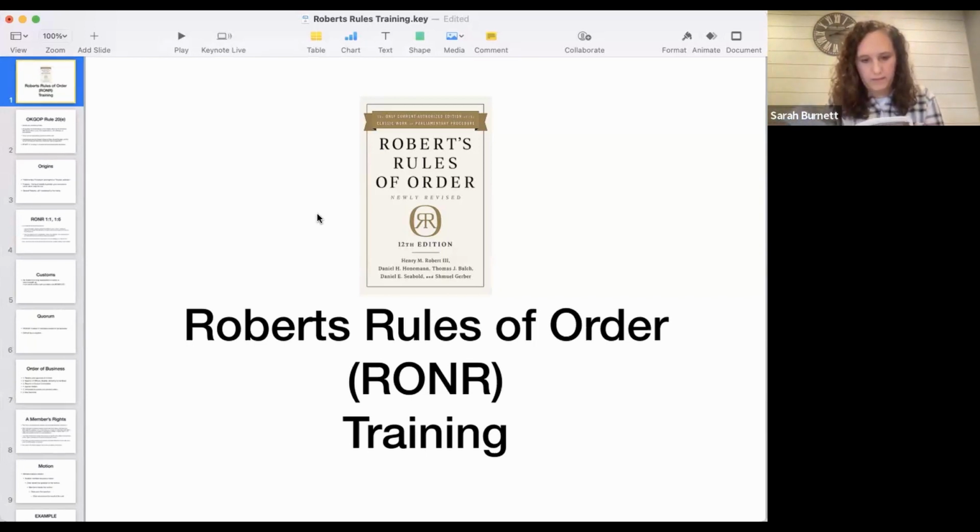The last edition was 2011, and then this is the 2020. So the active one is the 12th edition. When you see RONR, it stands for Rules of Order Newly Revised, and that's what the NR is for. So Robert's Rules of Order Newly Revised is this abbreviation.